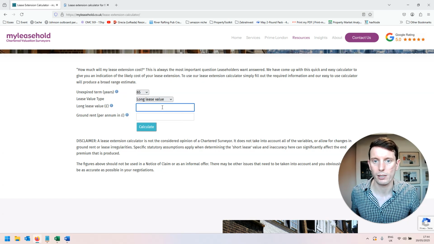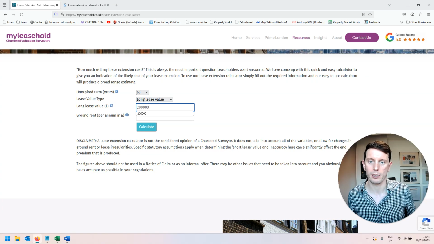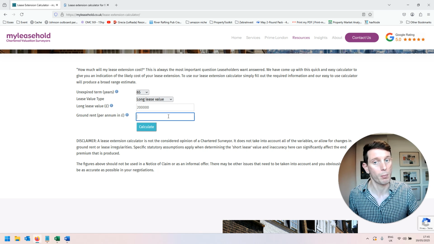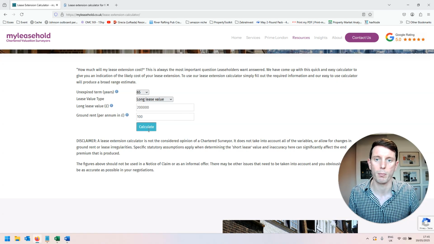So if you go with a long lease value, you can base that on any comparables of what other properties are worth out there. You simply then put in what the property might be worth, and in this case I'm going to base it on £200,000. And then if we put in a ground rent of say £100, it's going to quickly work out roughly how much a lease extension might be.